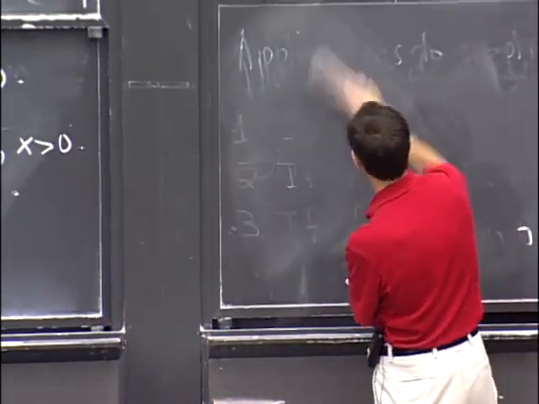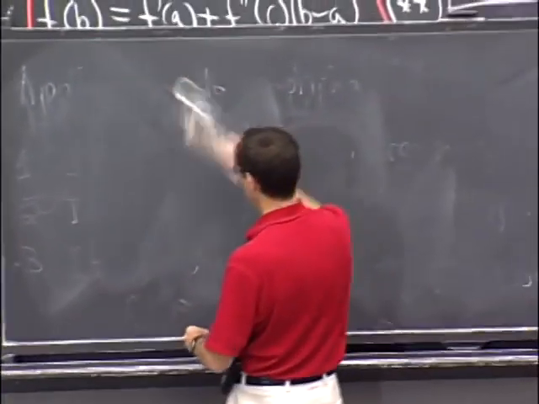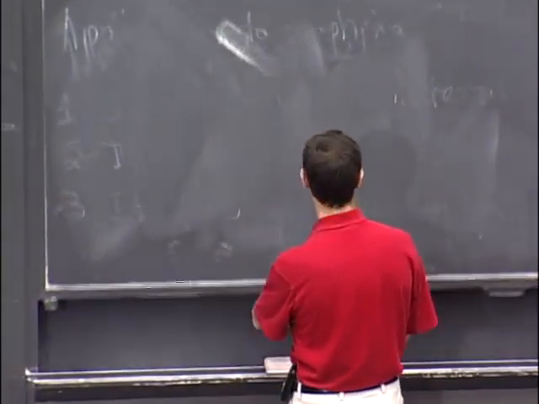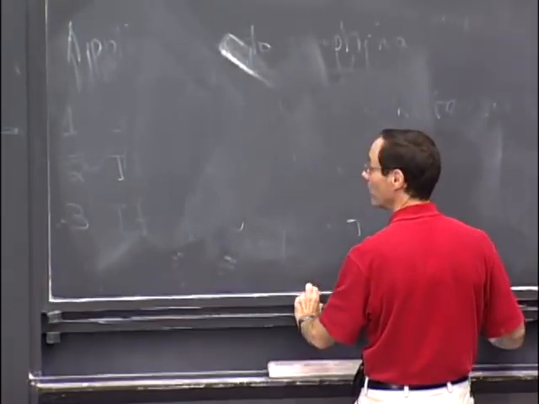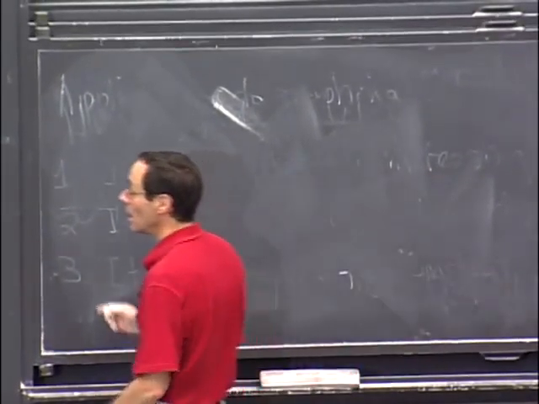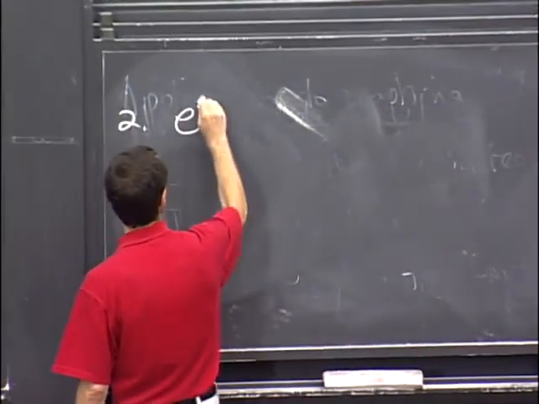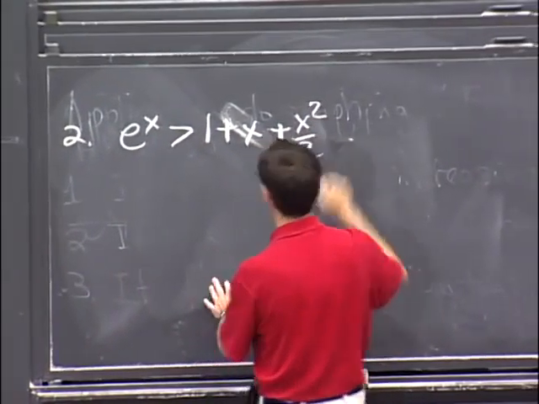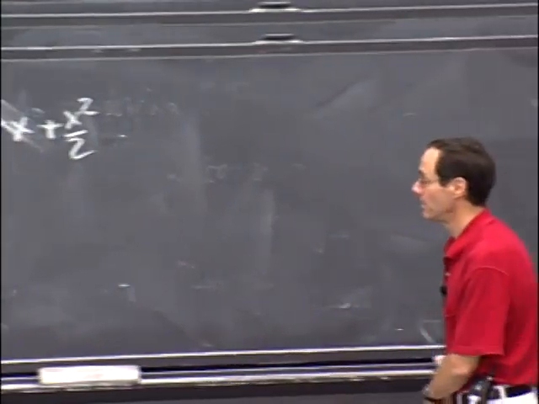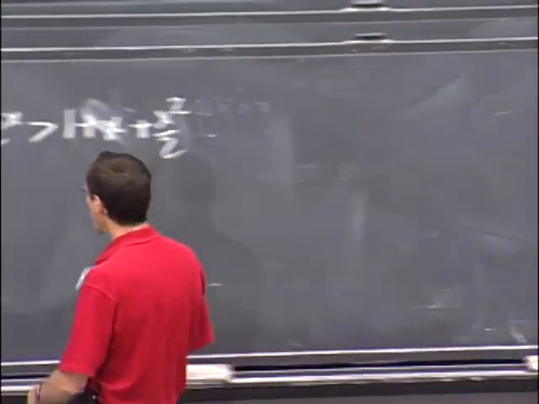Oh, gee, I erased the wrong thing. I erased the statement and not the proof. Well, hide the proof. And the next thing I want to prove to you is that e to the x is bigger than 1 plus x squared over 2. So how do I do that?